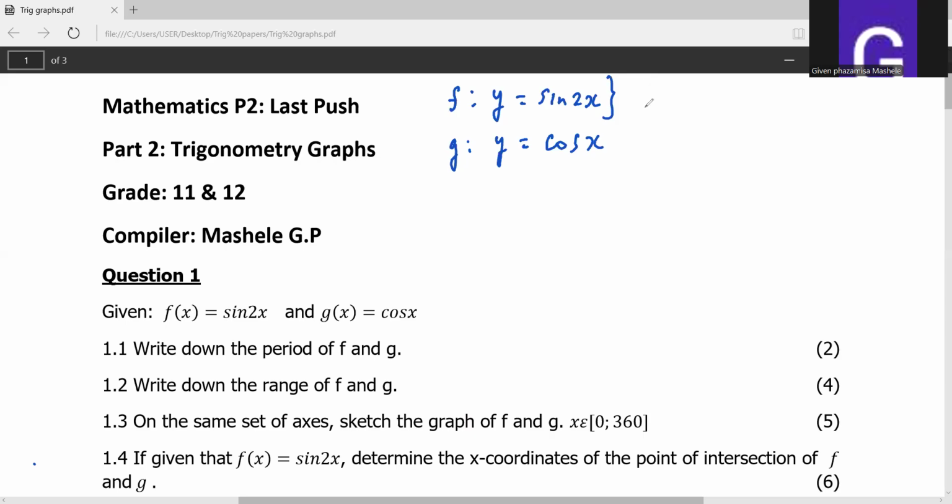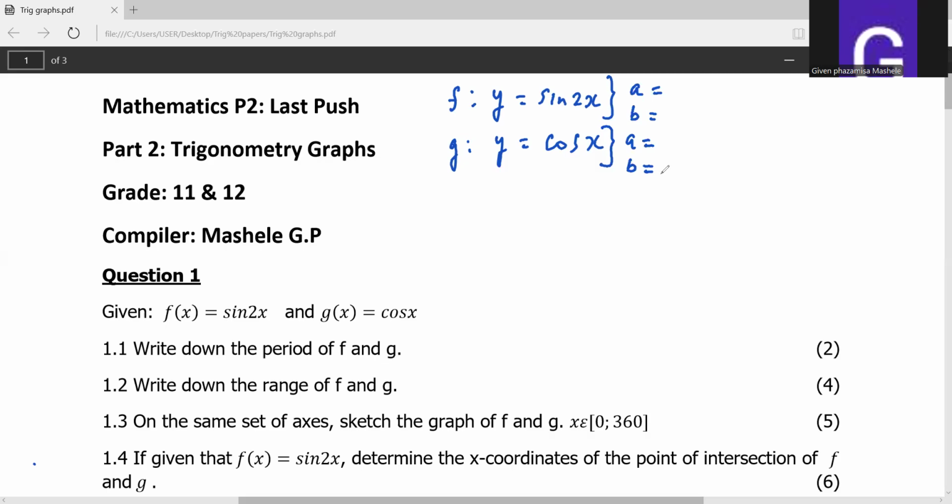Now, what is the amplitude here? And what is the period factor? I'll pause the video and give you a few minutes to get me the amplitude and the period factor, just to check your level of understanding. Then from there, I'll tell you the answer. Okay, I believe you got the answer.